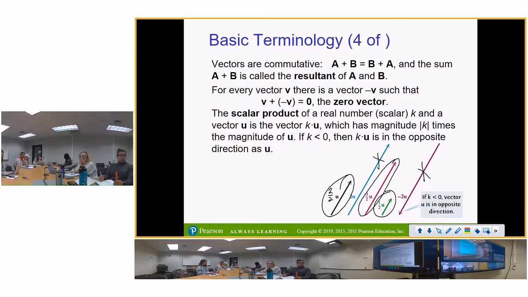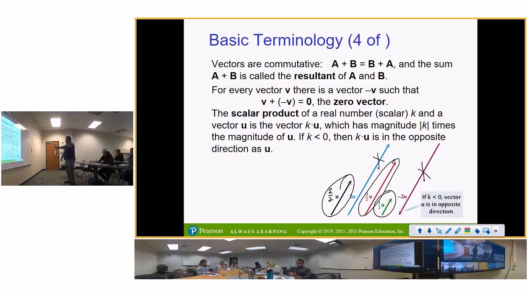Okay. 3/2 plus 2/2 is 5/2 plus 1/2 is what? 6/2. So if you take the black one, the red one, and the green one, you've got a vector of 3.